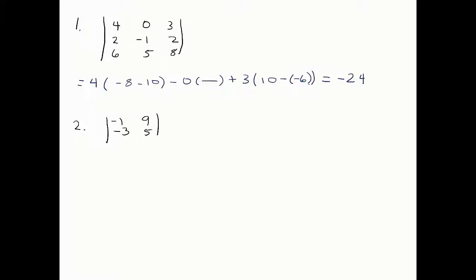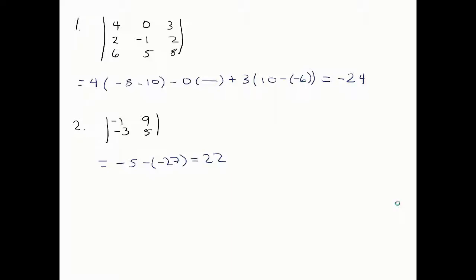So be careful with your signs. It gets tedious, but you can do it. Okay, next one has more negative signs to trip us up, but it's simpler. So we have minus 5 minus negative 27, so we get 22. Okay, not too bad.